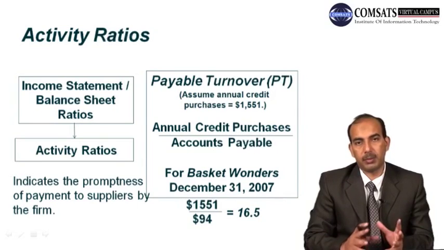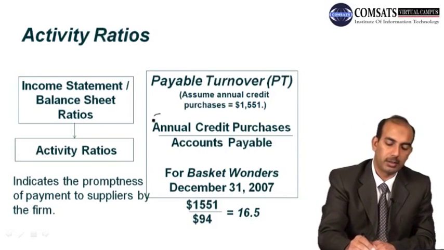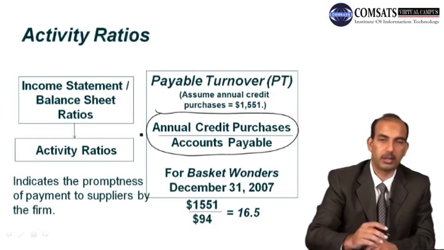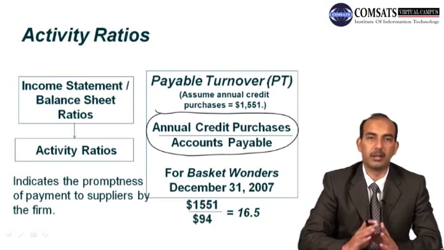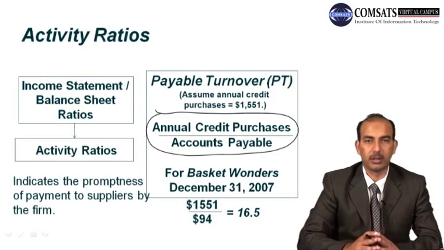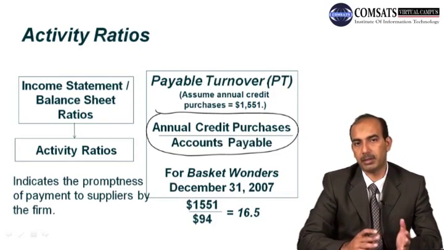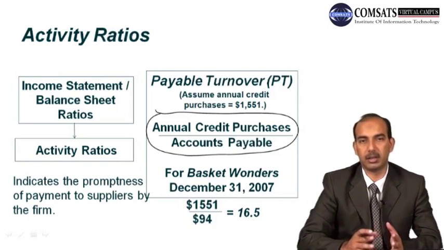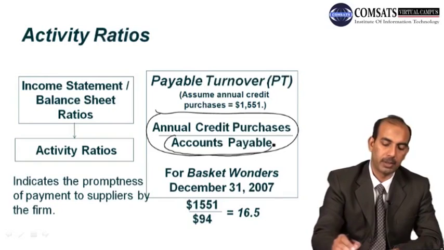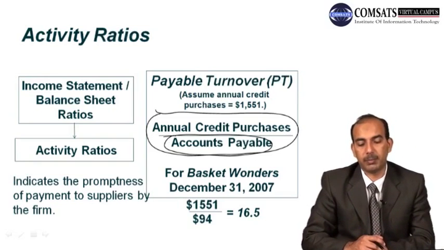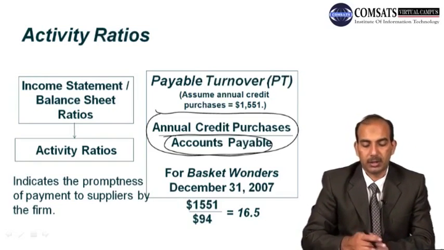So we take figures from both sides, and again it is known as an activity ratio. We determine the payable turnover using this formula: annual credit purchases, that is, total purchases made on credit, divided by the accounts payable. The firm has made some payments, and some payments are still due. Those due payments are known as accounts payable. So we can achieve the payable turnover by using this formula.